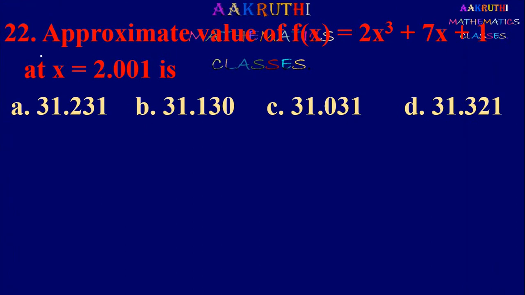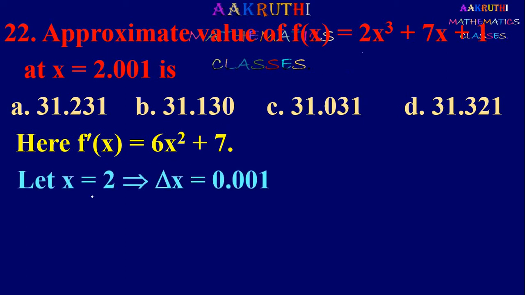So next question number 22. Approximate value of f of x equal to 2x cube plus 7x plus 1 at x equal to 2.001 is. If we substitute directly, we have to find 2.001 whole cube value, and also it is difficult. So instead of that, we use approximate value. So here we take x equal to 2 and delta x is 0.001. And here it is given f of x is 2x cube plus 7x plus 1. Therefore its differentiation f dash x is 6x square plus 7 and one differentiation is 0. So f dash x is 6x square plus 7 and here we take x equal to 2.